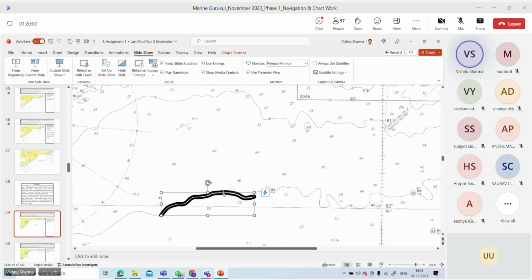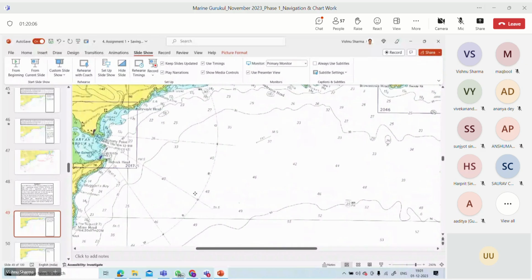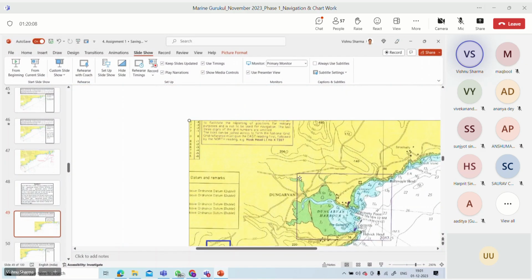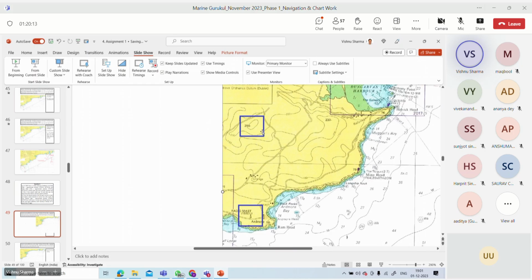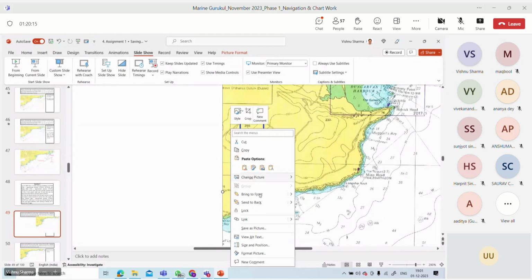Depth contour. Okay. Guys, you see where this blue box is there? Let me just use the laser.